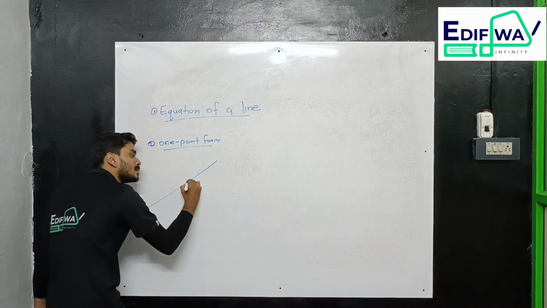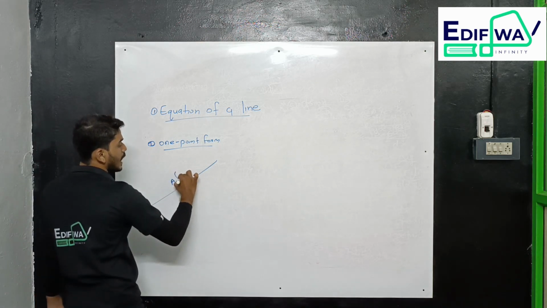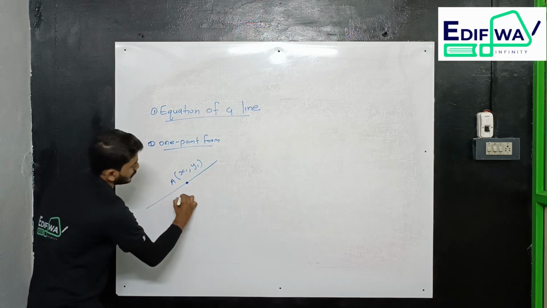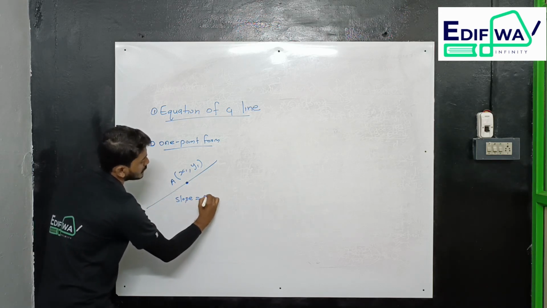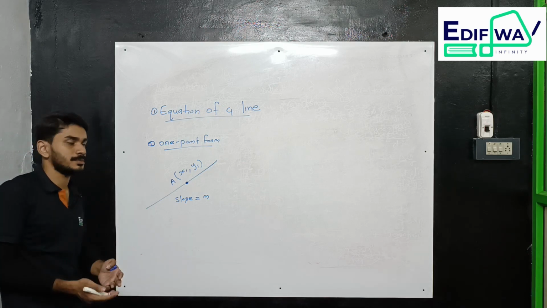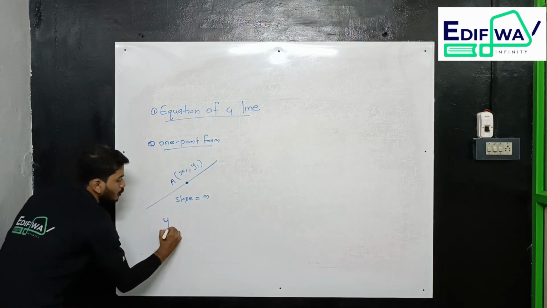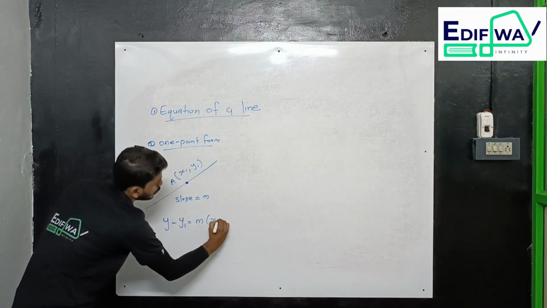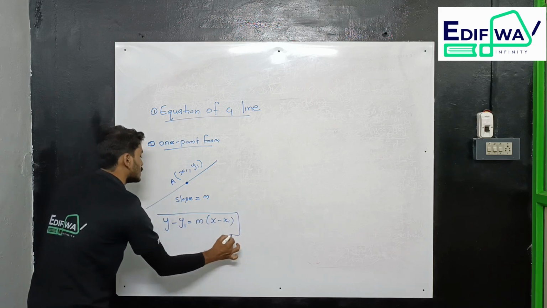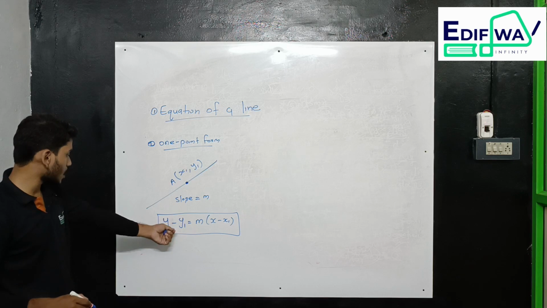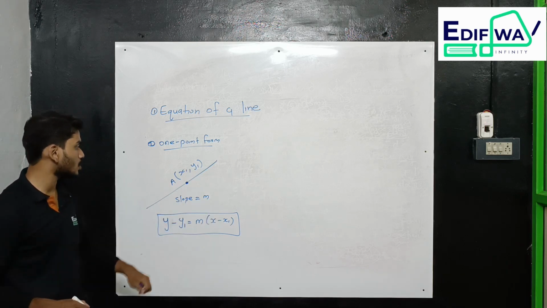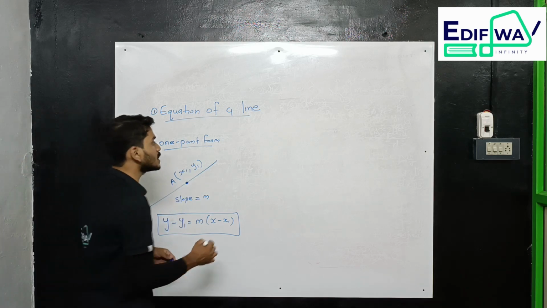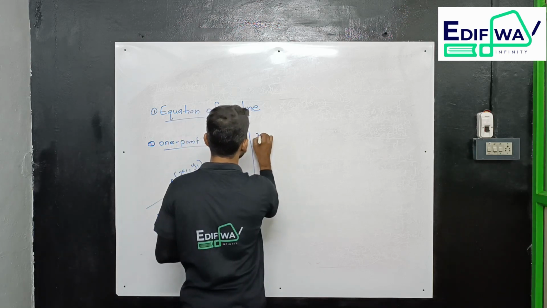And in this line, a point will be mentioned, say A, whose coordinates are x1, y1. And the slope m of this line will be given in the question. So the equation of line is y minus y1 is equal to m into x minus x1. So a point in the line will be given, and also the slope will be given.